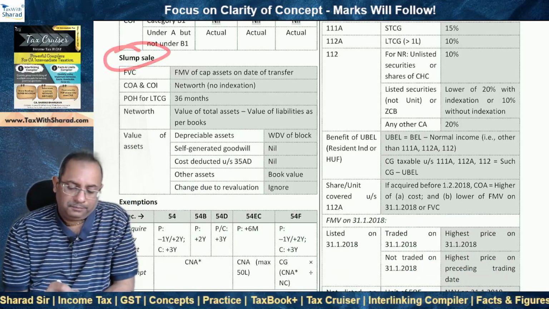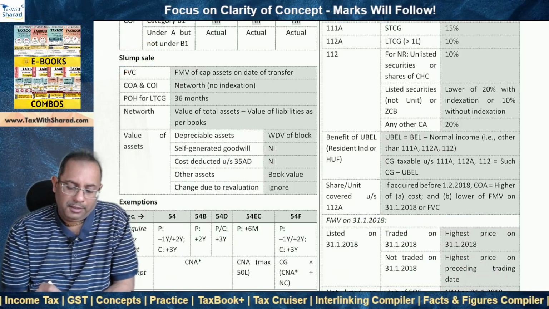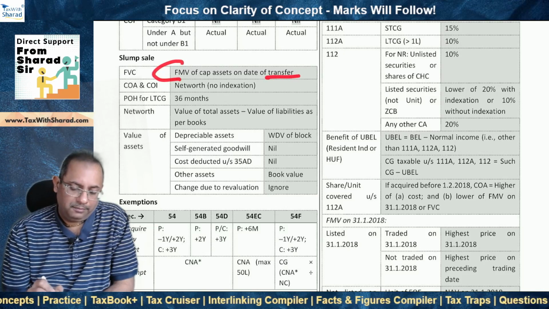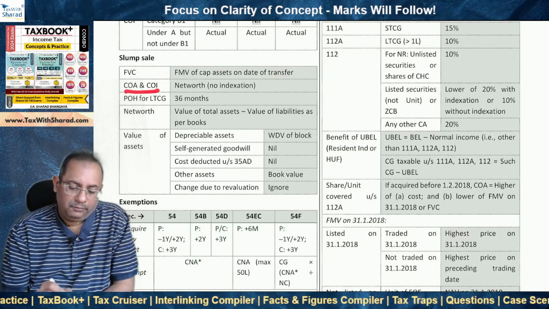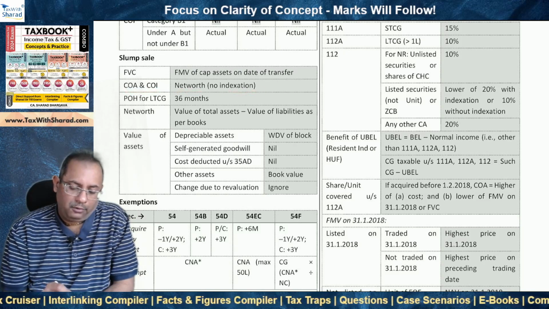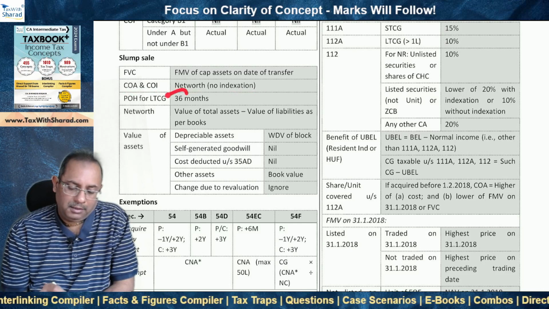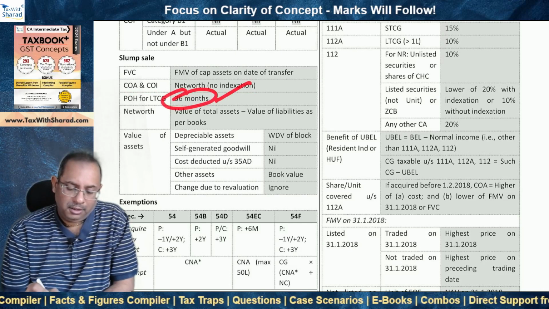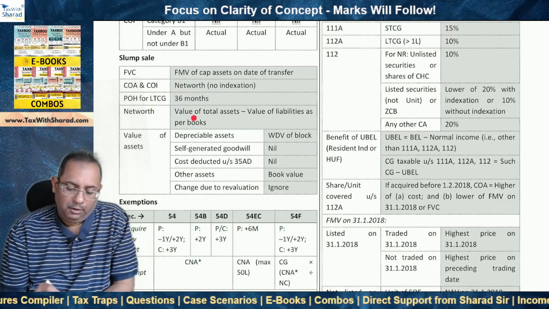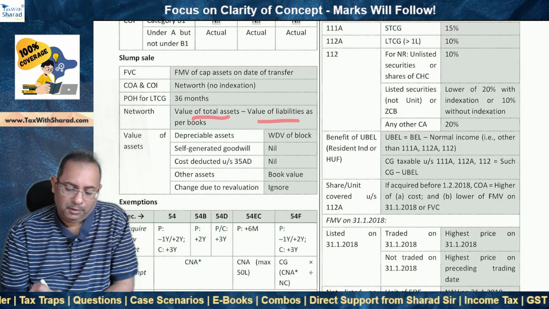What about slum sale? Full value of consideration is taken to be the fair market value of capital assets on the date of transfer. Cost of acquisition and cost of improvement is the net worth, no indexation is allowed. Period of holding for long-term capital gain is 36 months, but for LTCG, no indexation is allowed. Net worth. What is net worth? It is value of total assets minus value of liabilities as per the books.